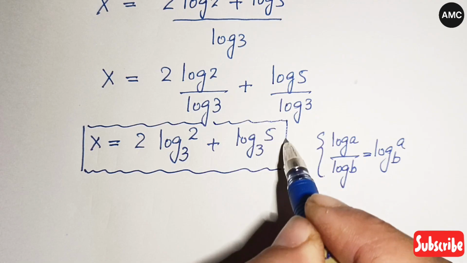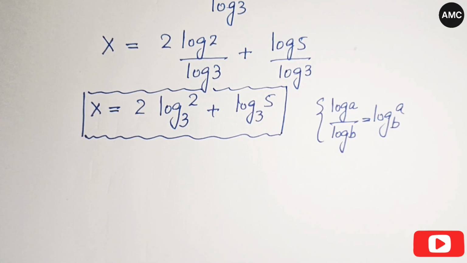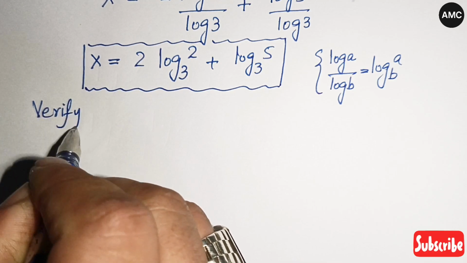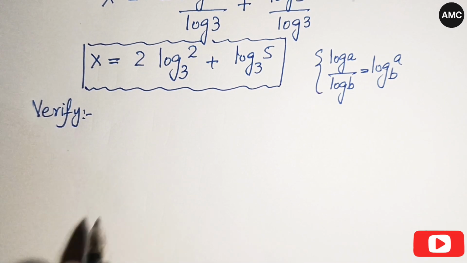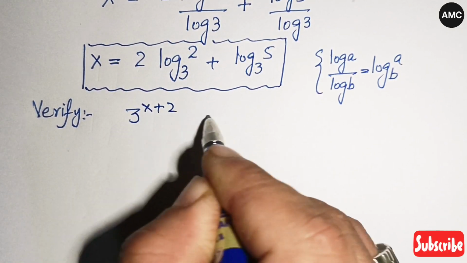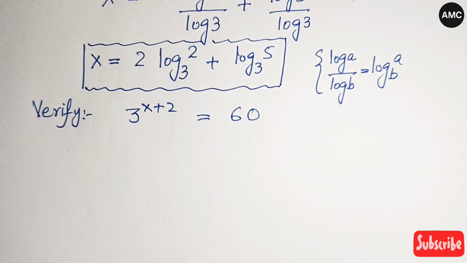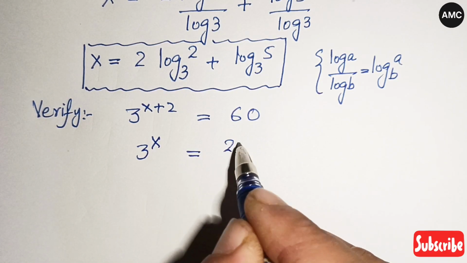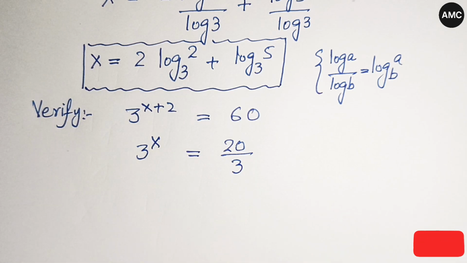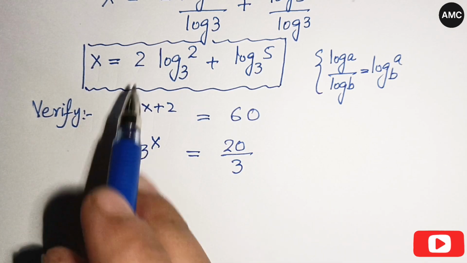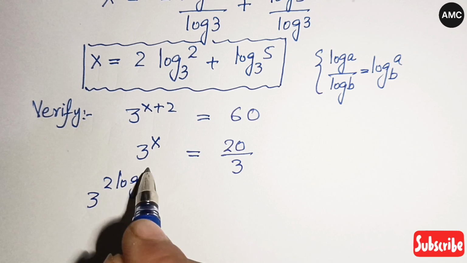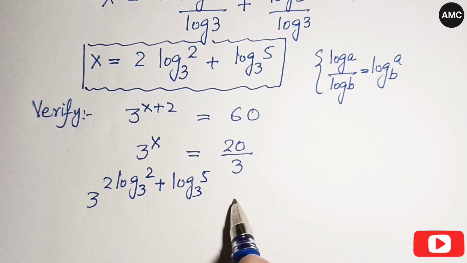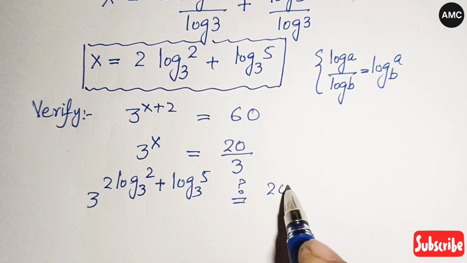Now we have to verify our problem for this value of x. For verification, we recall our problem, that is 3 to the power x plus 2 is equal to 60. By simplification, we get 3 to the power x is equal to 20 over 3. Now putting the value of x, 3 to the power x is 3 to the power 2 log 2 to base 3 plus log 5 to base 3. Is it equal to 20 over 3?